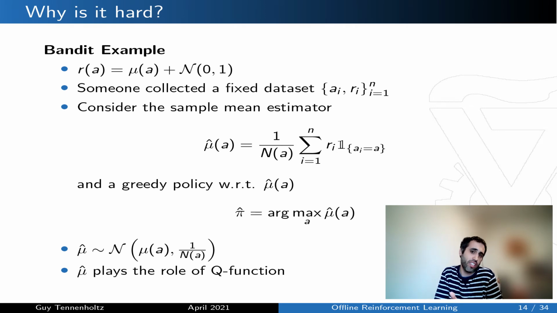Is this a good policy? This is what we would have done probably in an online setting. But here again, we have a fixed data set. We can't collect more data, so we're stuck with this policy. This is the final policy that we're going to output. Is this a good idea? Is this a good policy? Let's see what happens. Let's see what the suboptimality of this policy is.